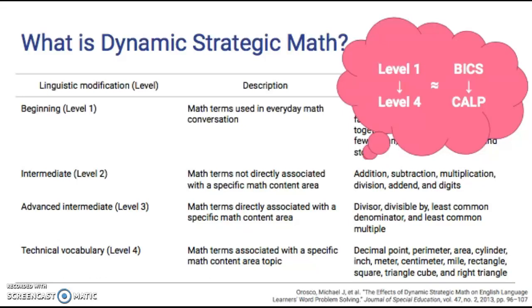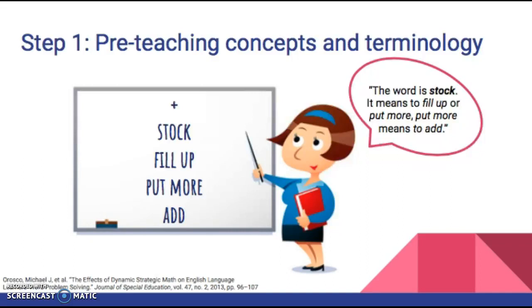So now we'll go into the components of dynamic strategic math and how to get English learners to succeed to that next level of linguistic modification. So step 1 is pre-teaching concepts and terminology.